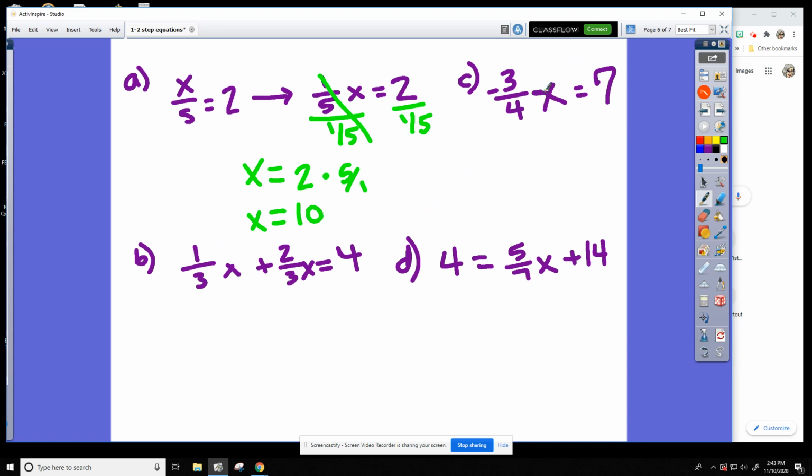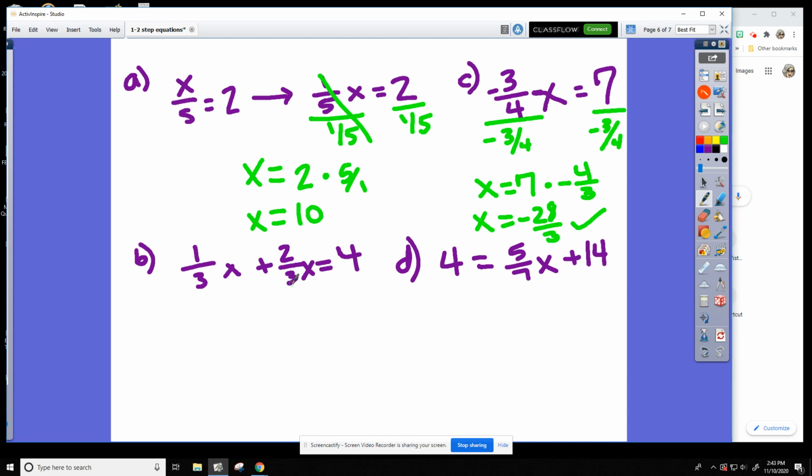Yes. This one has a negative, so I'm going to divide by -3/4. So x equals, keep 7, change to multiplication, and then use the reciprocal, flip it. If it's a negative, your reciprocal is negative. Now 7 times 4 is 28. 28/3, I'm going to stop right there because I can't divide that evenly.